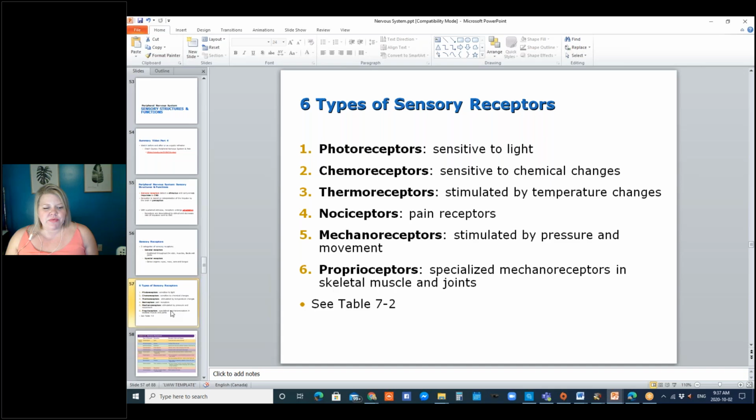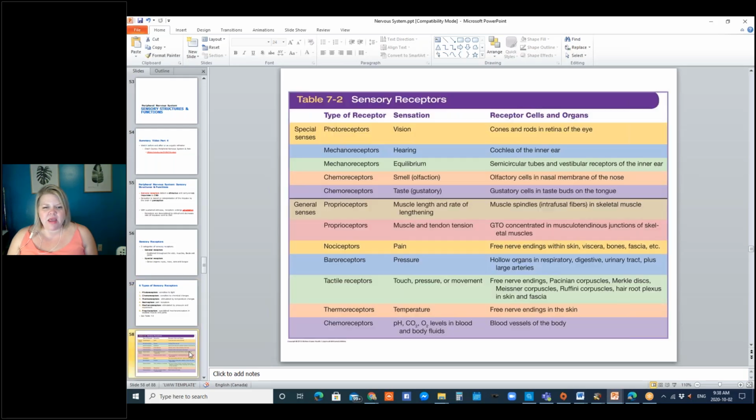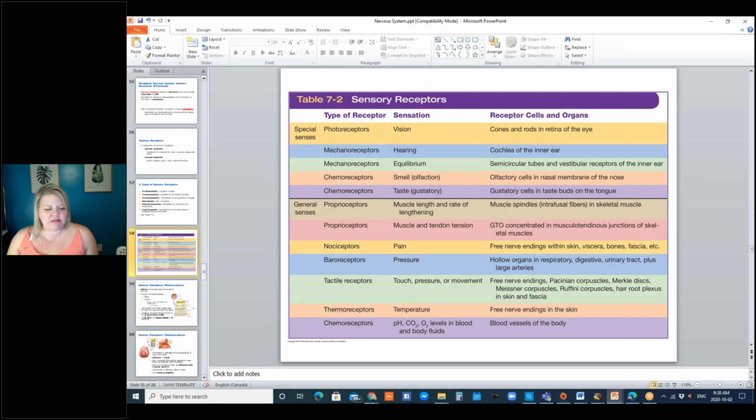There's 6 types of sensory receptors. Photoreceptors pick up light. Chemoreceptors are sensitive to chemical changes. Thermoreceptors are stimulated by temperature. Nociceptors are pain receptors. Mechanoreceptors pick up pressure and movement. And proprioceptors are localized in skeletal muscle and joints, and they pick up your position in space, your body, spatial awareness, that kind of thing. There's a table in your textbook, 7.2, that summarizes this quite nicely, and I've included it here as a quick reference.